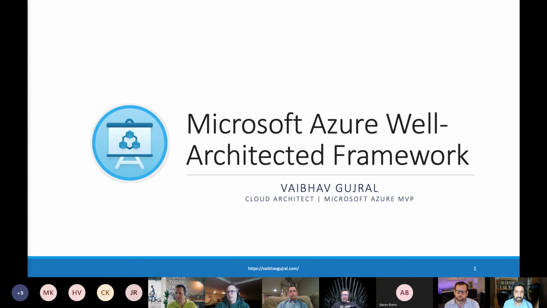In this session, as Kevin was mentioning, we'll touch upon Azure Well Architected Framework. This session is going to be a high-level overview of what Azure Well Architected Framework is. It's not possible to cover each and every pillar and aspect of a framework within 1 hour, but I will try my best to ensure that by the time the session ends, you will have a fair understanding of what the well-architected framework is and how you can get started with it.